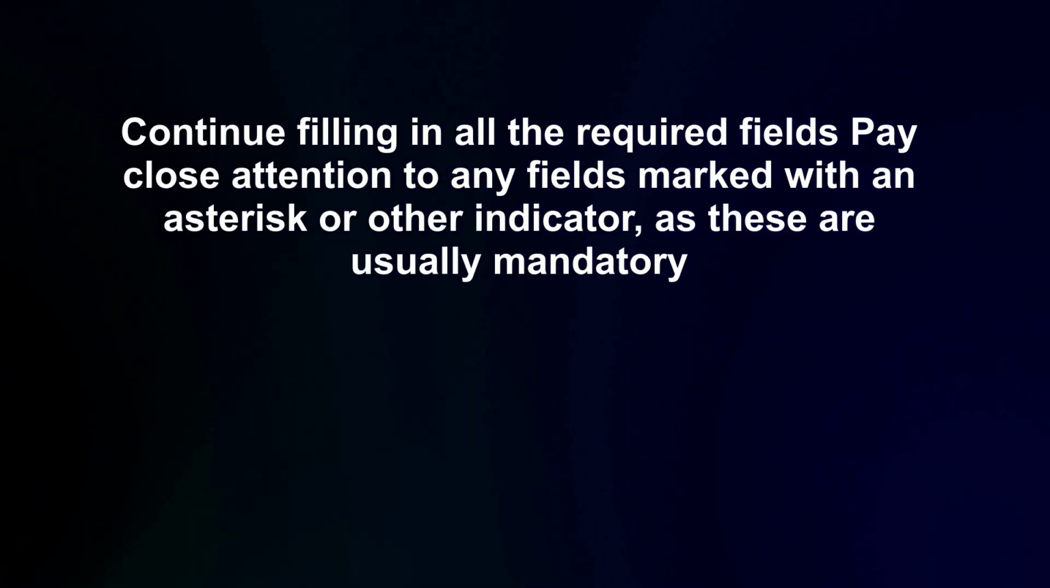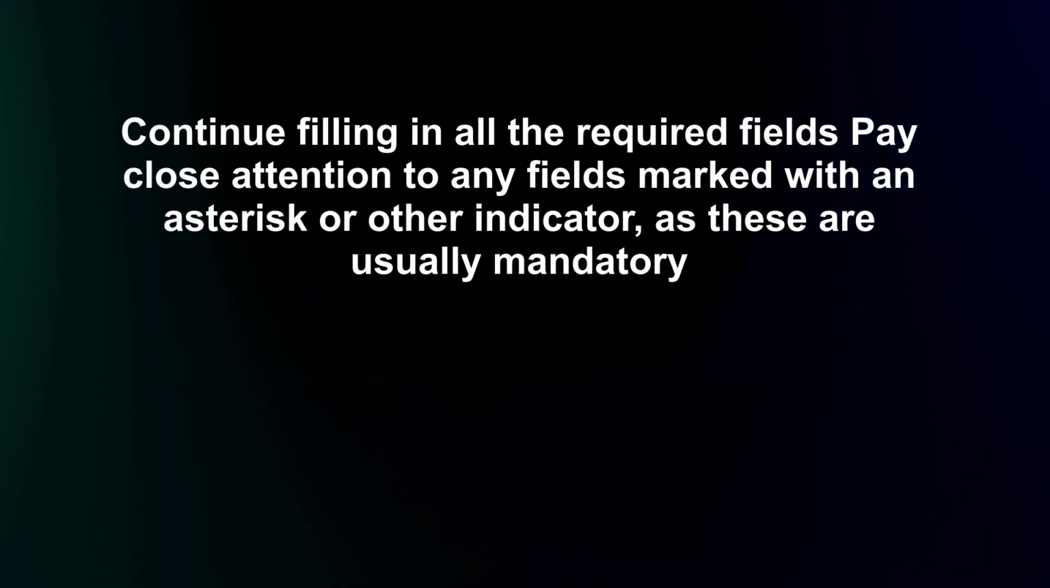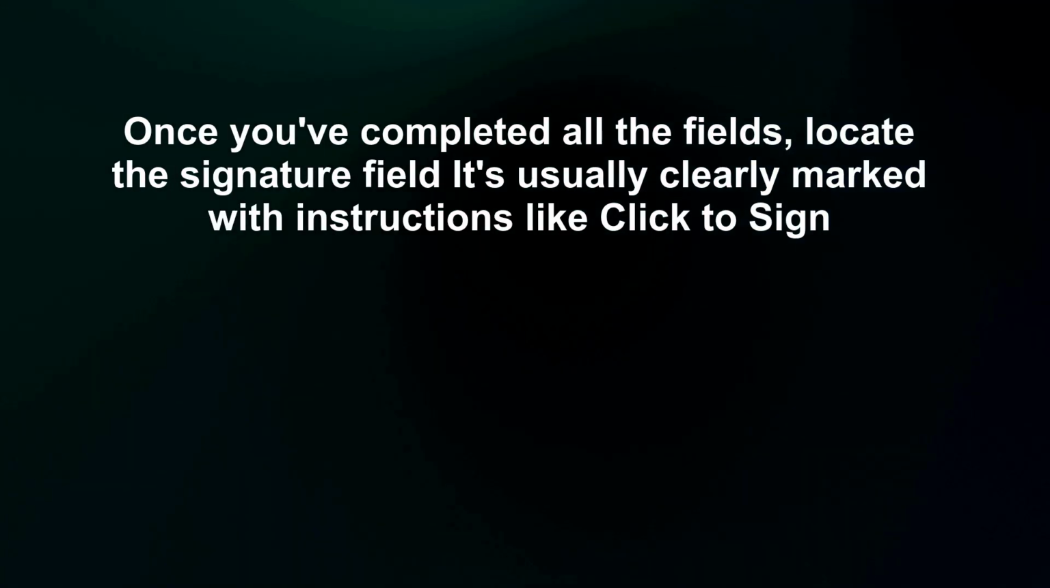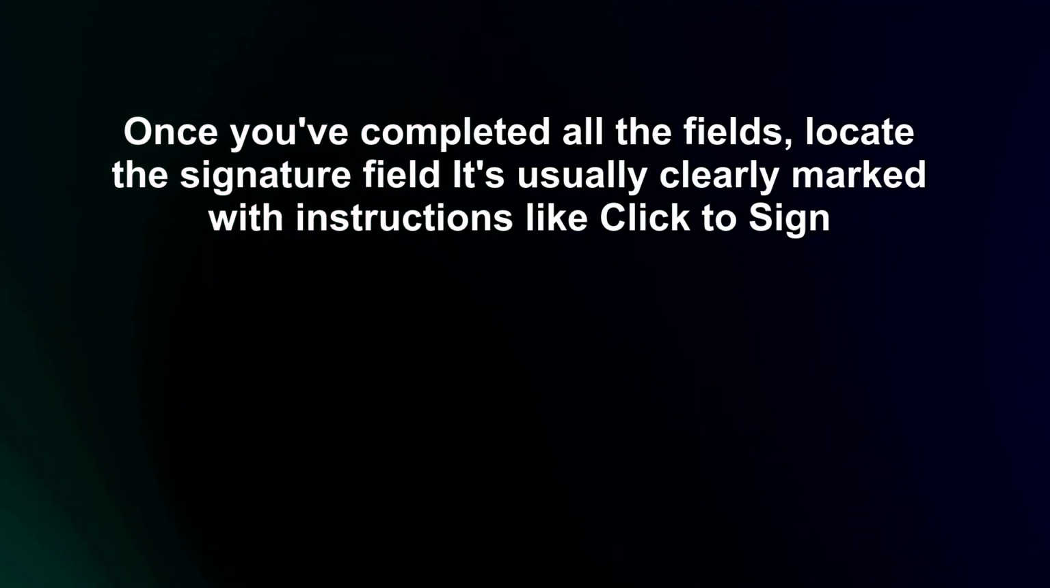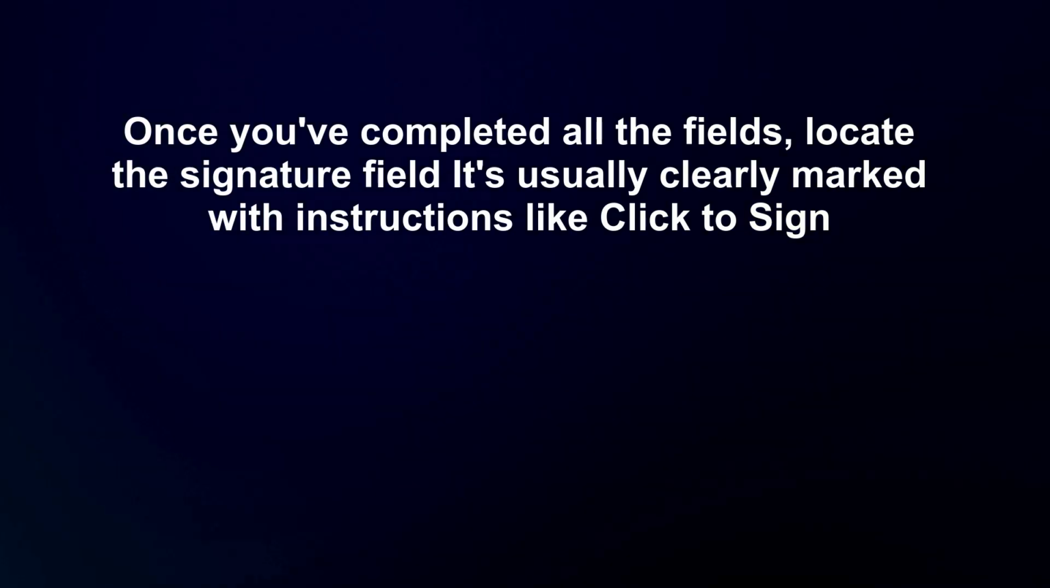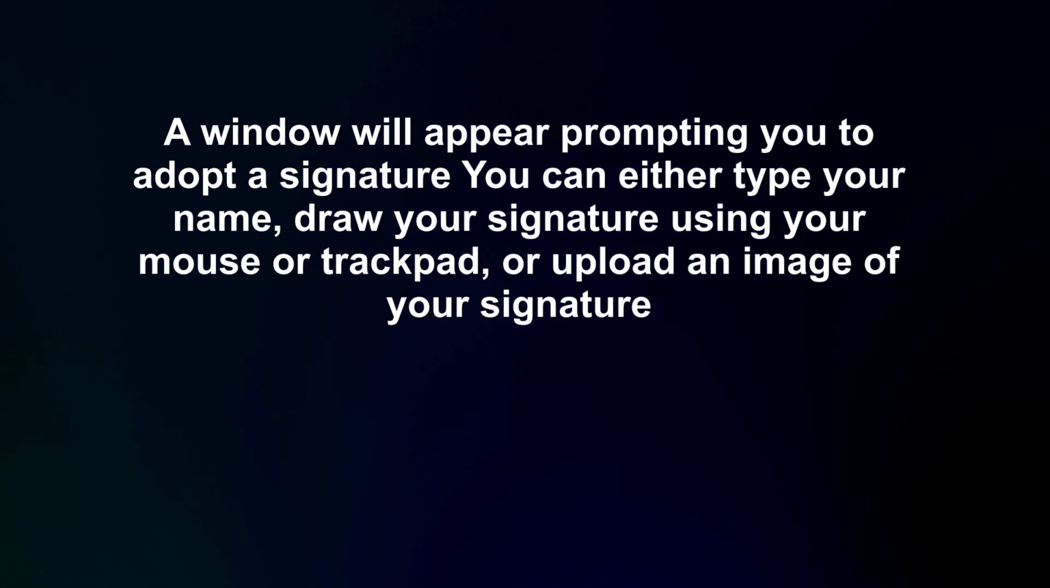Pay close attention to any fields marked with an asterisk or other indicator, as these are usually mandatory. Once you've completed all the fields, locate the signature field. It's usually clearly marked with instructions like click to sign. A window will appear prompting you to adopt a signature.